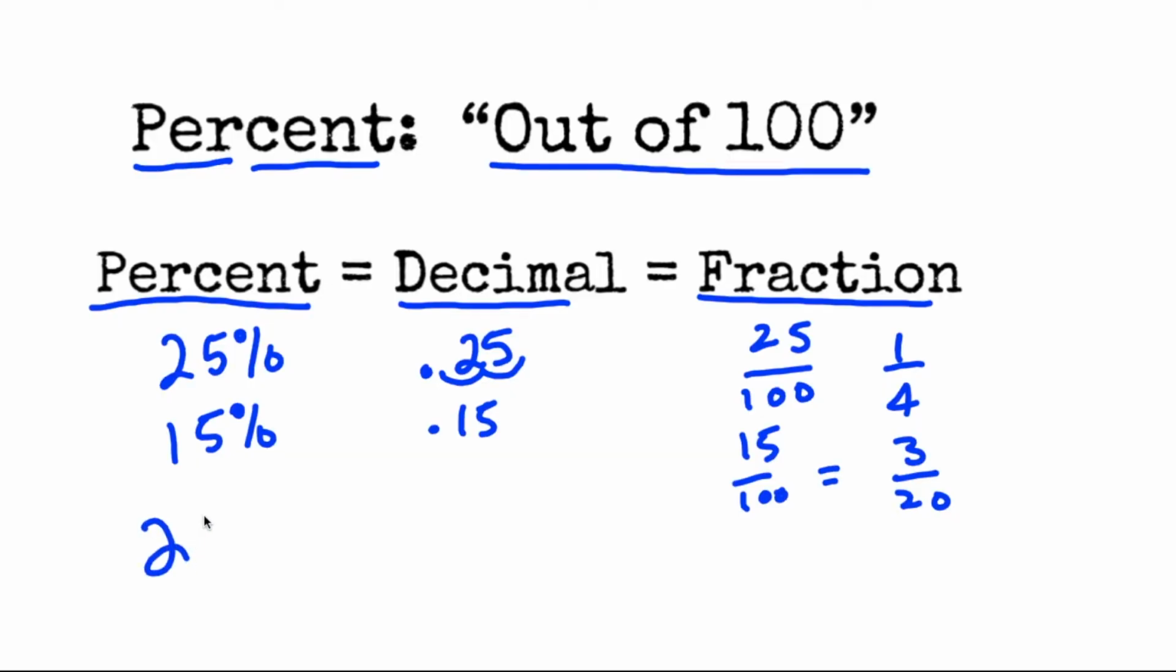Percents could also be greater than 100%, like 200%. 200%, if we move the decimal 2 places, is just 2.0. And 200 out of 100 is multiplied by 2. 200% is also known as doubling.